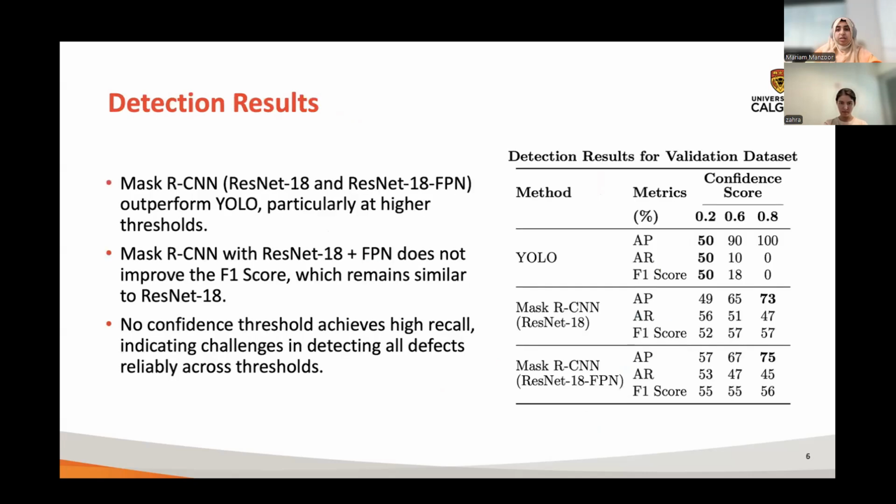In our evaluations, Mask R-CNN outperformed YOLO, particularly at higher confidence thresholds, which is also visible in the table shown in the slide. Interestingly, using ResNet-18 with FPN did not significantly improve the F1 score compared to using a standard ResNet-18 backbone. An interesting observation in that table is that the recall rate across all confidence thresholds is low, which highlights the persistent challenge in reliably detecting all defects close to ground truth.